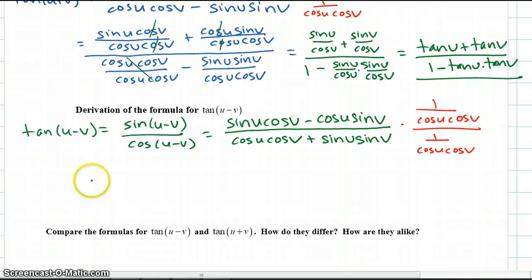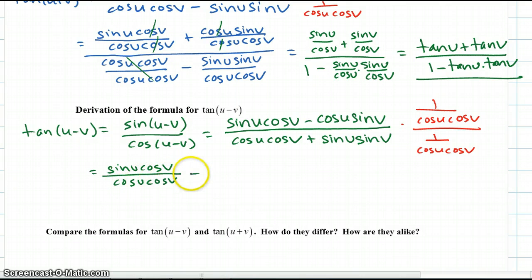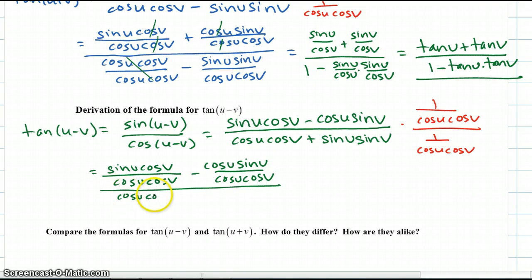So we now have sine u cos v divided by cos u cos v minus cos u sine v divided by cos u cos v, all divided by cos u cos v divided by cos u cos v plus sine u sine v divided by cos u cos v.